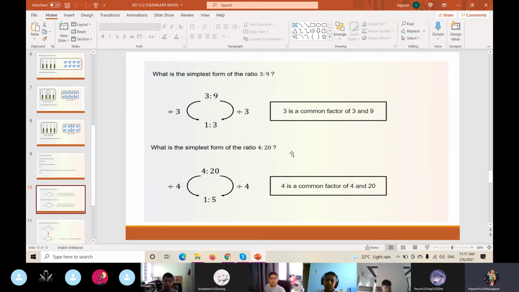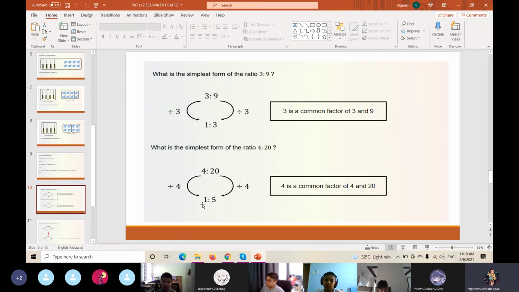2 also is a common factor, but let's say we try to simplify using the 2 as the common factor. Okay, let's say teacher puts 2 here. 4 divided by 2, 20 divided by 2 here. But your answer is still not in the simplest form, class. What is your answer if you use the 2 as the common factor?